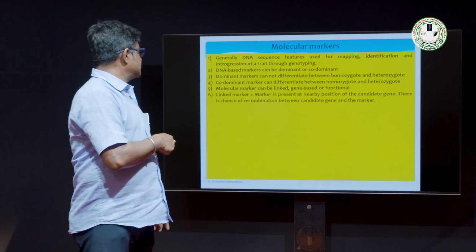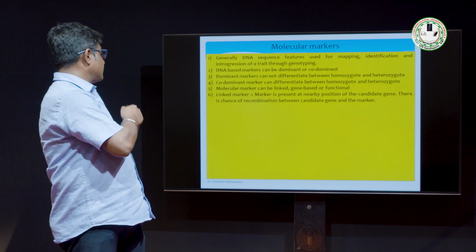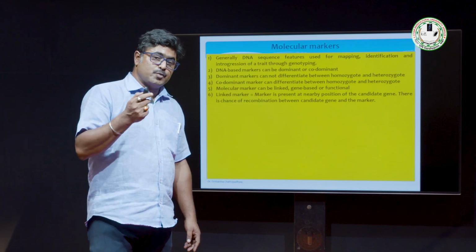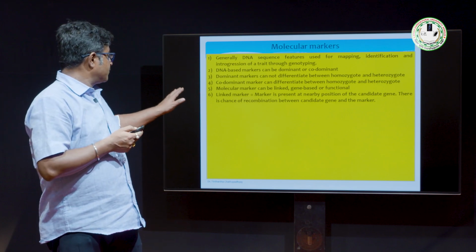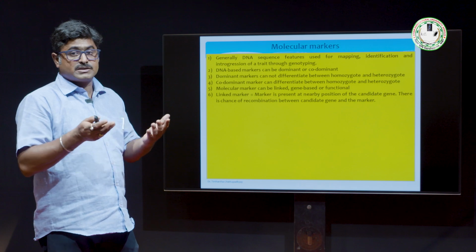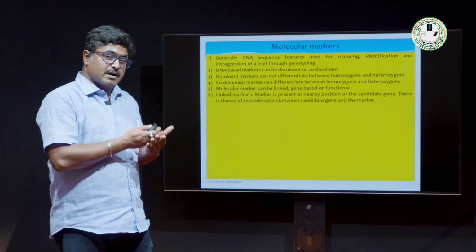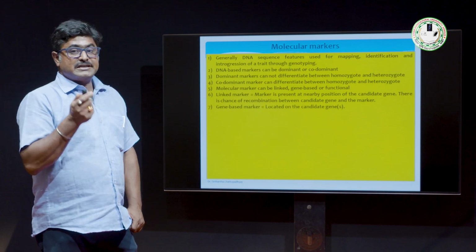So linked marker means the marker is present at a nearby position of the candidate gene. There is a chance of recombination between the candidate gene and the marker. I will be taking another class on 2-point and 3-point test cross, where I will be elaborating this matter, that why a linked marker is sometimes not preferred, because there is a chance of recombination between the linked marker and the candidate gene. And gene-based markers are located on the candidate gene itself.